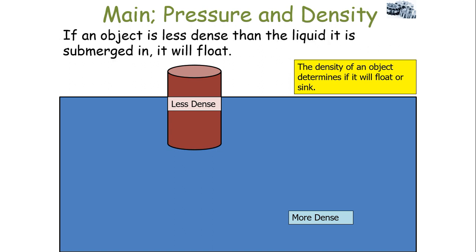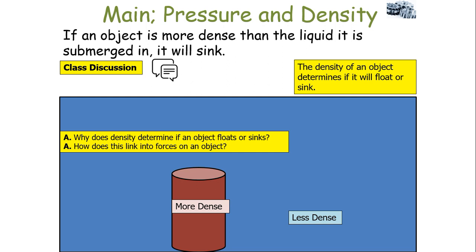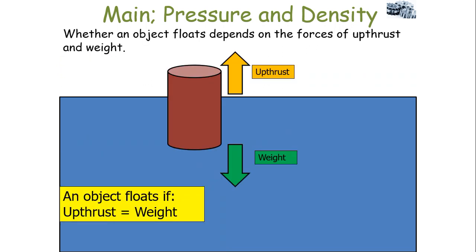So if an object is less dense than the liquid it is submerged in, it will float. If the object is more dense than the liquid it is submerged in, it will sink. So why does density determine this? And how does this link into forces on an object? Well, whether an object floats depends on the forces of upthrust and weight.